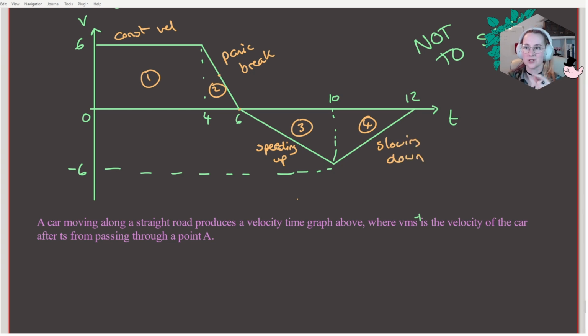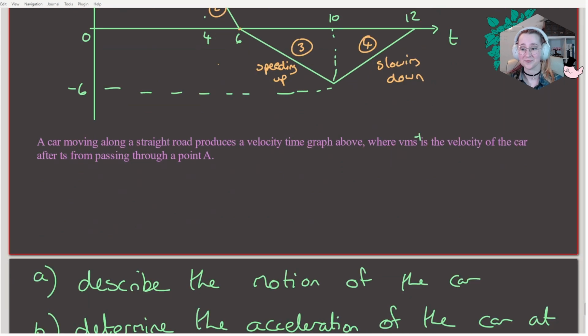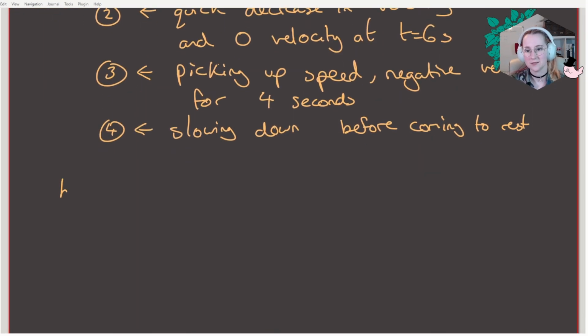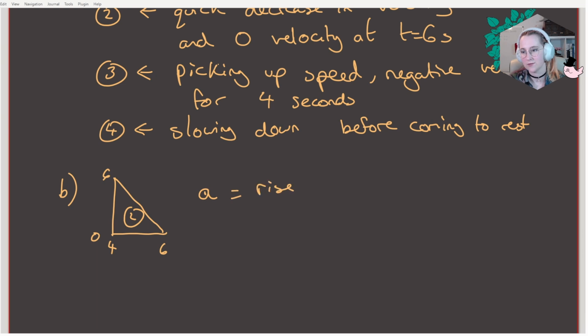Okay. So to do the acceleration during that point, the acceleration is constant because the gradient is constant. So we can just do rise over run of that entire triangle. So for part B, we have this sort of thing going on. So this is 4, this is 6, this is 0, this is 6. So we have A is rise over run.